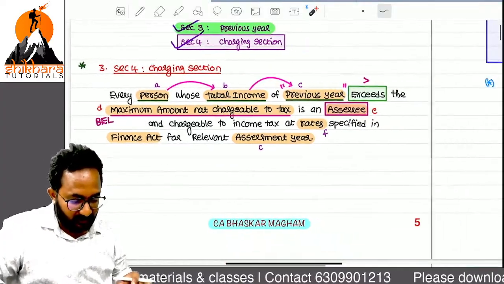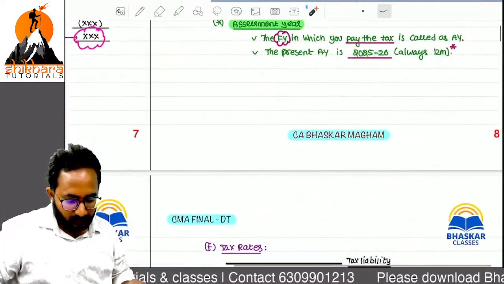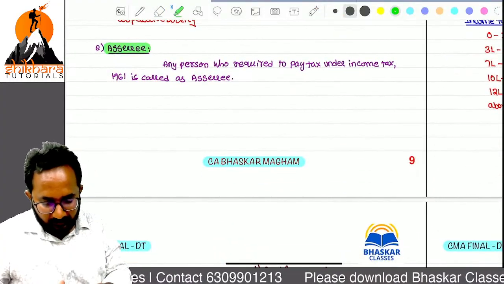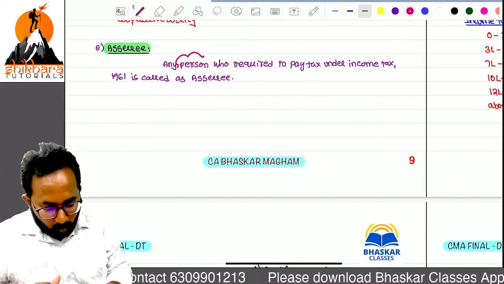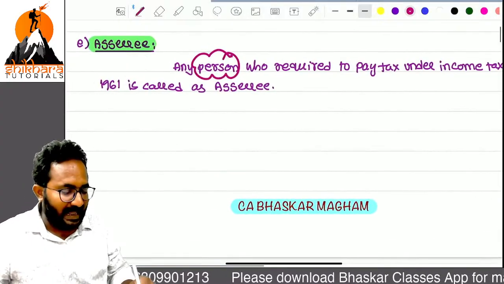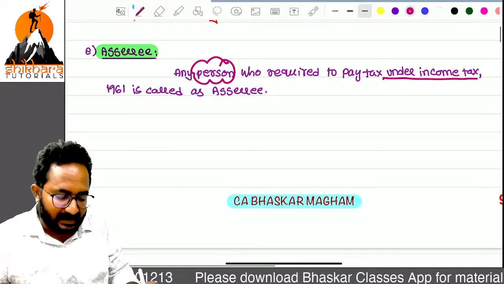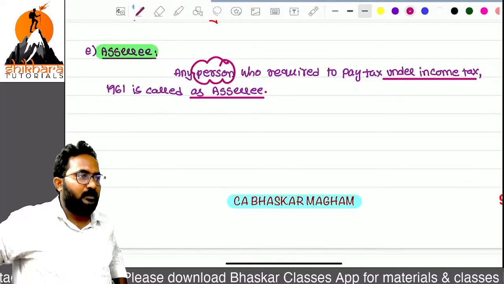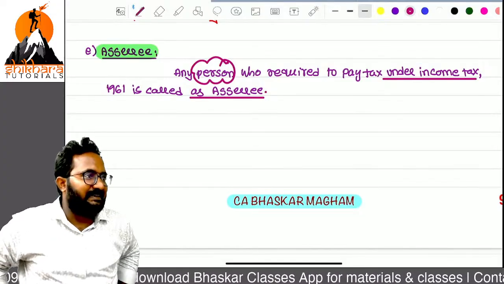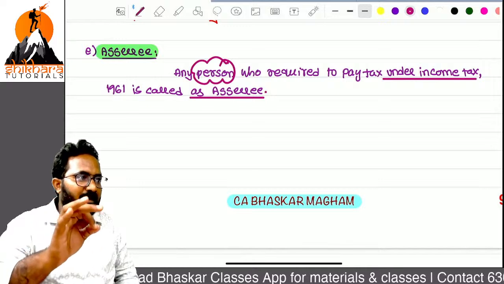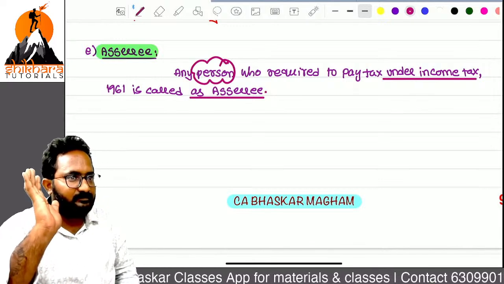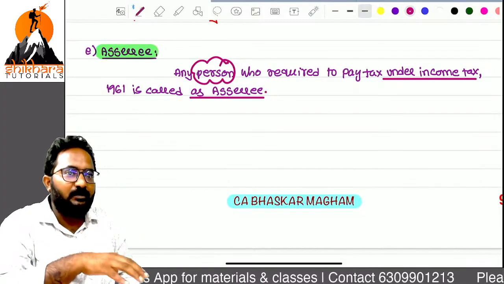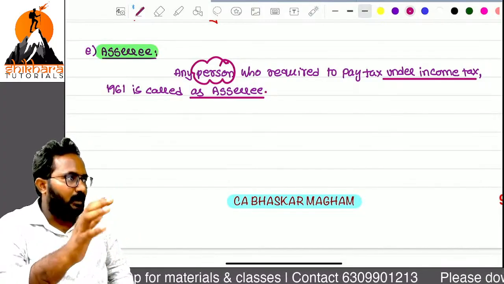Now I will define the assessee. What do you mean by the assessee? Any person who is required to pay the tax under the Income Tax Act 1961, that person can be called as assessee. Now you can frame one sentence. All assessees are persons. But all persons may not become assessees. Are you clear up to now?